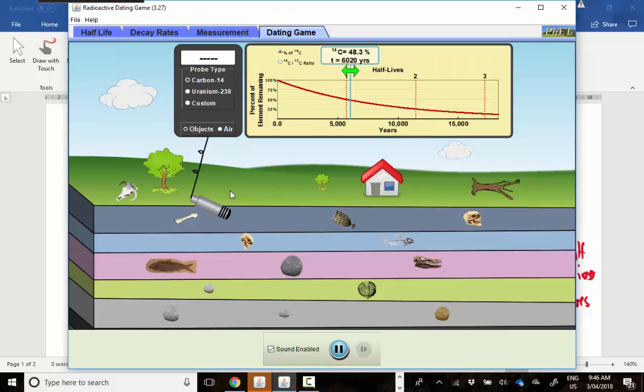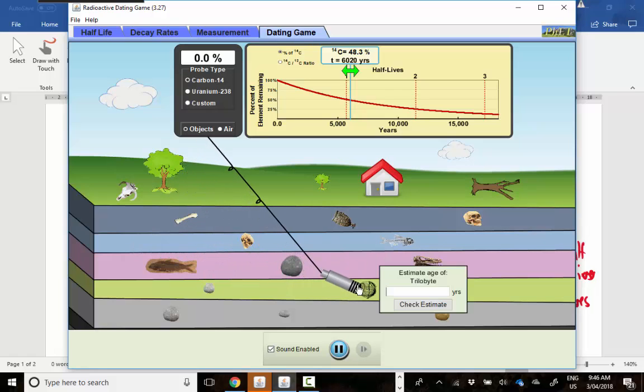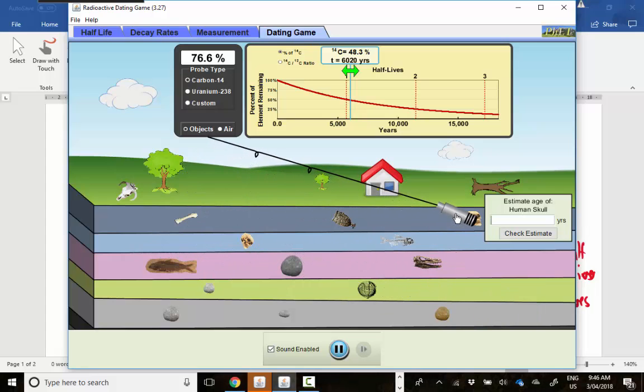There's also another little activity you might want to have a go at. It's called the carbon dating game, and you can have a guess. It tells you the percentage. So it's worthwhile having a go at. It's a nice little PhET simulation for you.